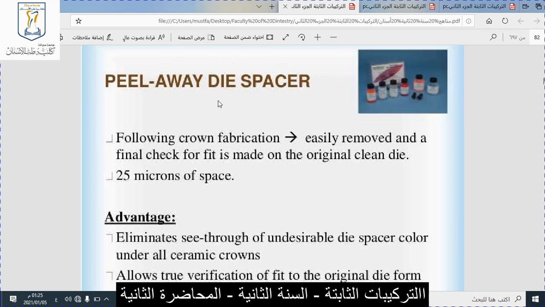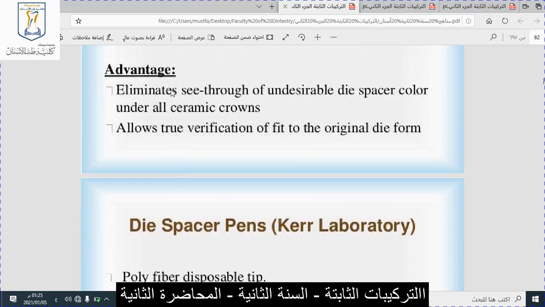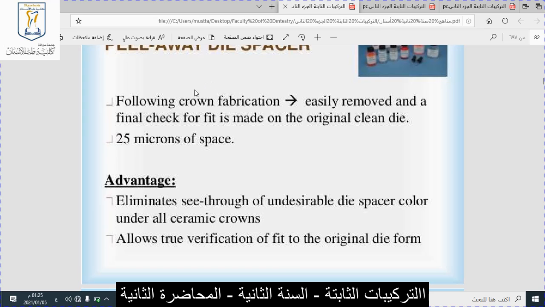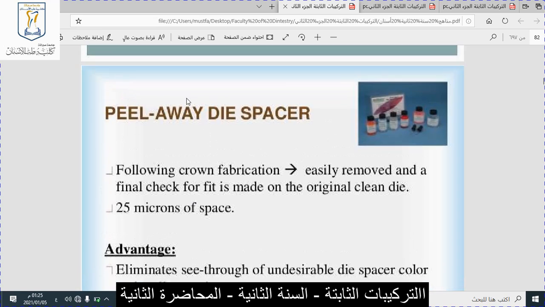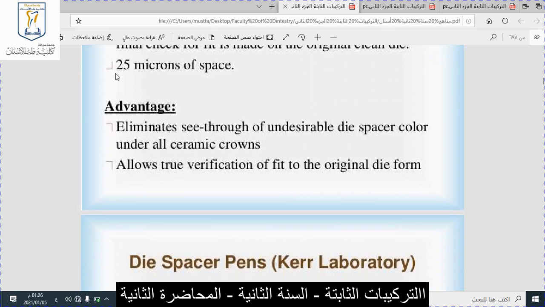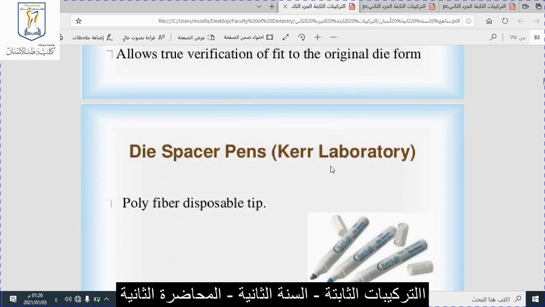This is the peel-away die spacer. Also a type of die spacer, 20 micron. It gives 20 micron space. Advantage: it is one application in case of the resin cement. This special one, we do one application to give 25 micron spacer. Advantage: it eliminates the see-through of undesirable die spacer color under the ceramic restoration. Also true verification to fit the original die forms.